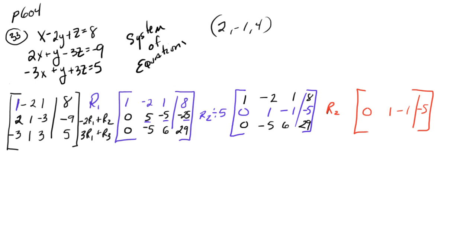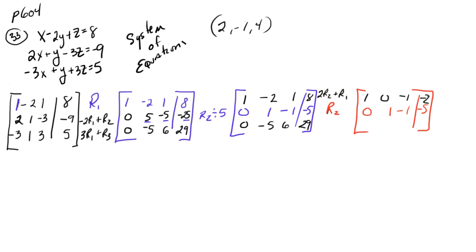Okay. So let's get rid of the negative 2. I would do 2 times row 2 plus row 1, which will make the negative 2 go away. 2 times 0 is 0, and 1 is 1. 2 and negative 2 is 0. Negative 2 and 1 is negative 1. Negative 10 and 8 is negative 2.